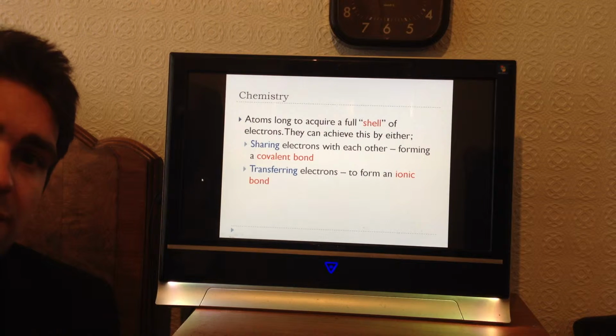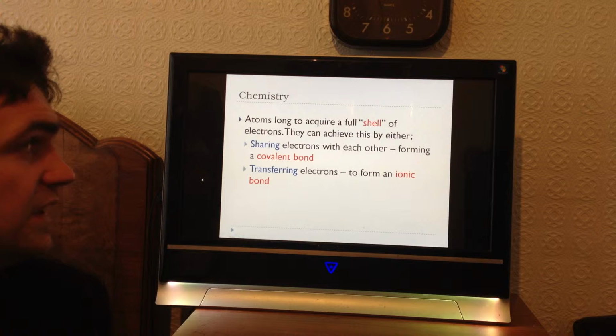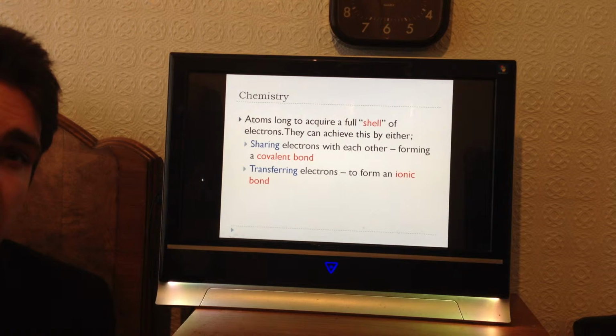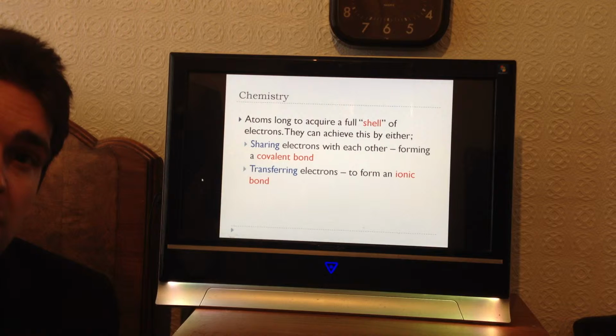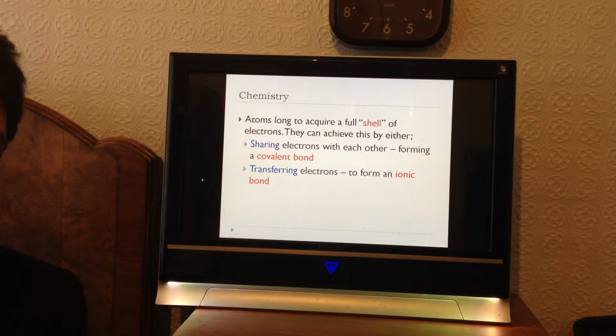Atoms are most stable when they can fill their electron shells. They can do this by either 1, sharing electrons with another atom, which is covalent bonding, or 2, transferring electrons, which leads to ionic bonding.